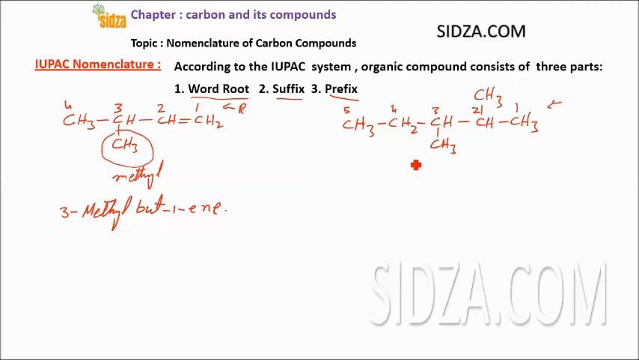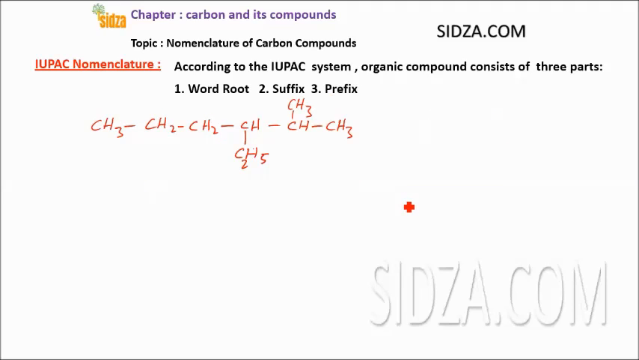Now the prefix here is the methyl groups, 2. So I'm going to write down the dimethyl. But what is the position of the 2 methyl groups? 2 and 3. So I'm going to write 2,3-dimethyl. Pent is the word root, and the suffix here is ane, pentane, alkane class. Only the single bonds are there. So 2,3-dimethylpentane.